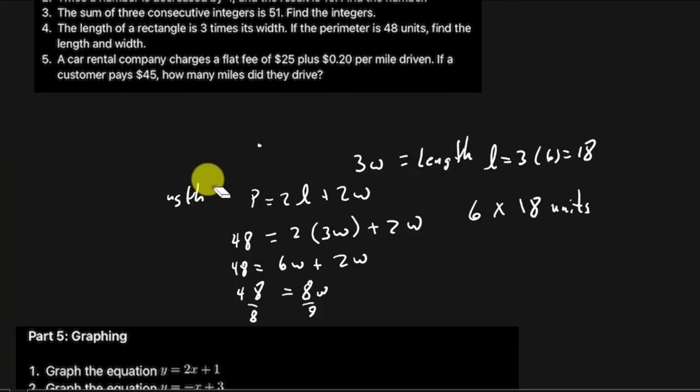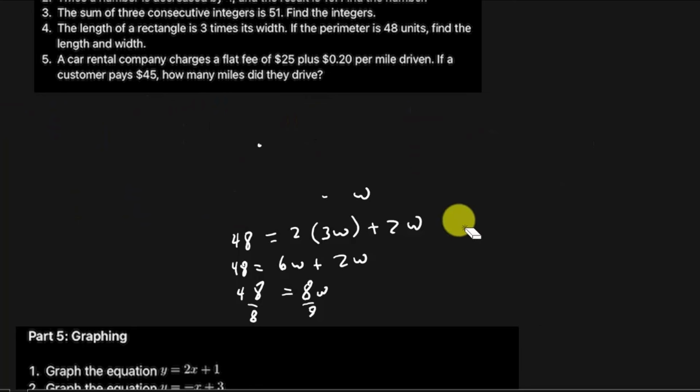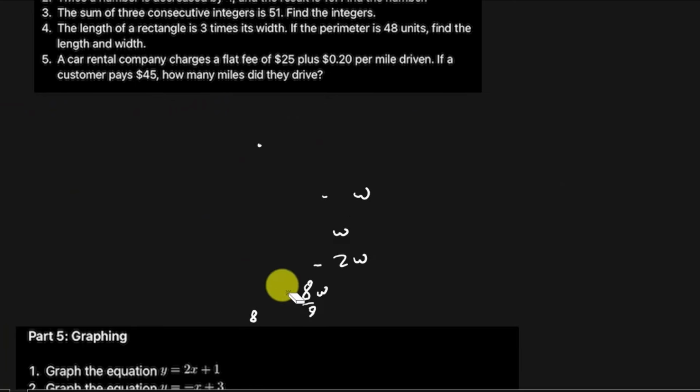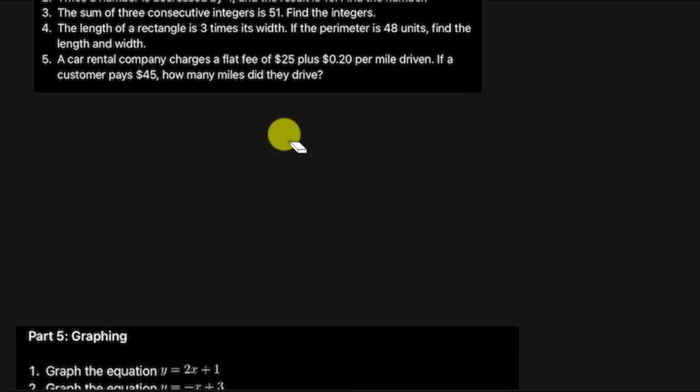All right, we've got one more word problem, then we're off to the graphing. Hopefully the graphing will be pretty easy. It says a car rental company charges a flat fee of $25 plus 20 cents per mile driven. If a customer pays $45, how many miles did they drive?